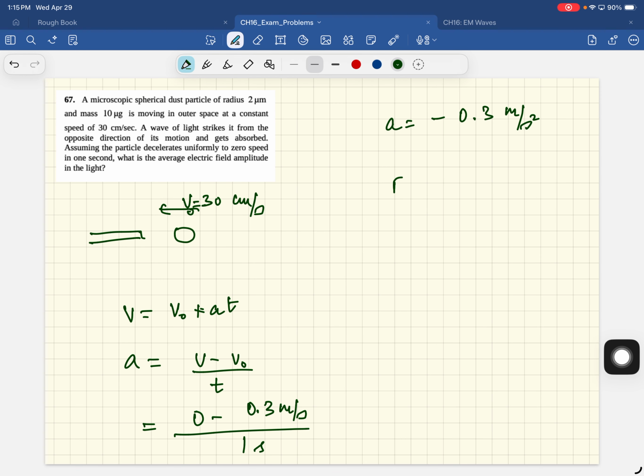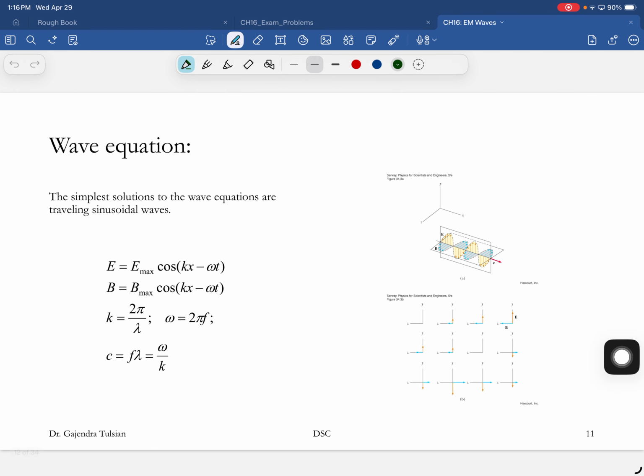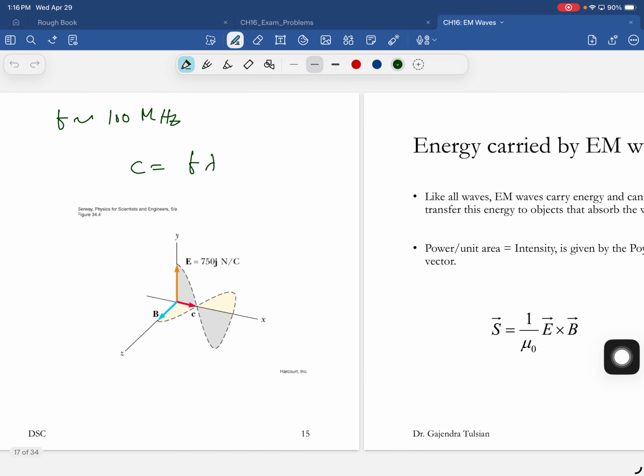So the force on this particle is the mass times its acceleration, and the force is exerted by this light beam, which is pressure times the area of cross section. So mass times acceleration equals pressure times area. Let me show you the expression for pressure: it's the intensity divided by the speed of light. So the light beam exerts pressure.